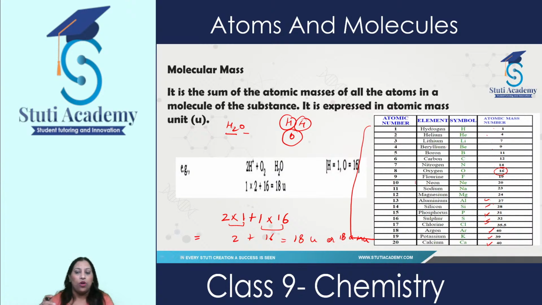So these are the atomic mass numbers or atomic masses of these elements. And look here, argon and calcium, they both have atomic mass 40, and these kind of elements are known as isobars. We'll discuss isobars in the next chapter in detail. So these are the atomic masses of these elements.